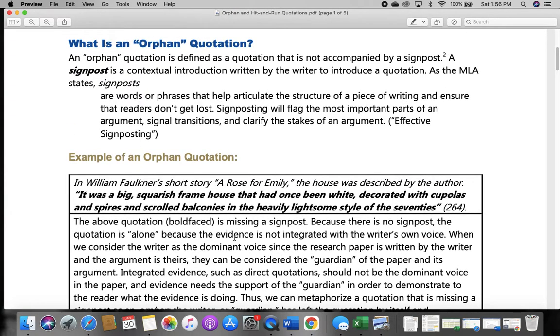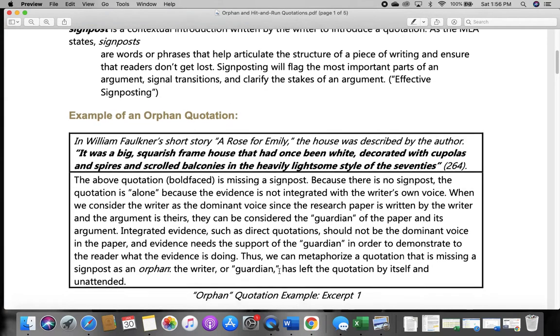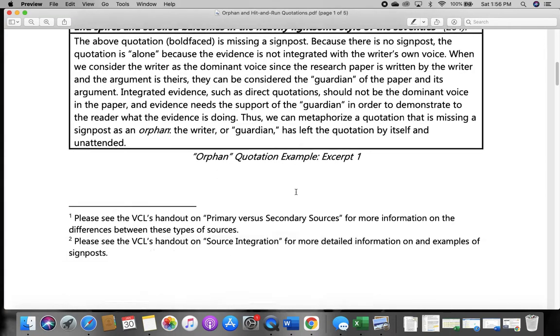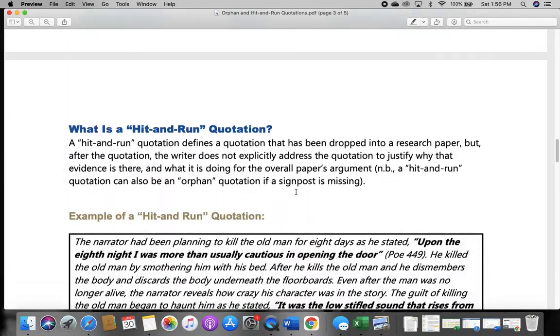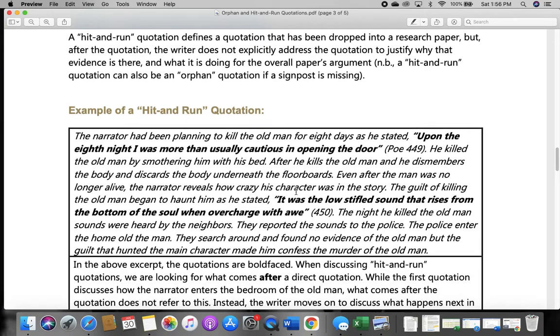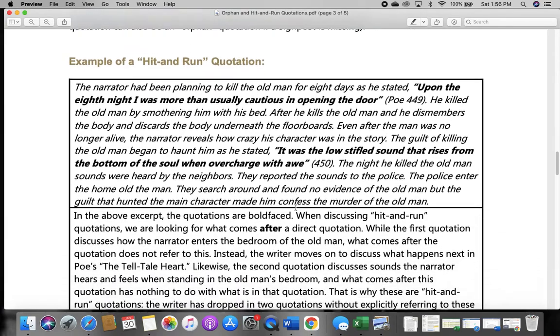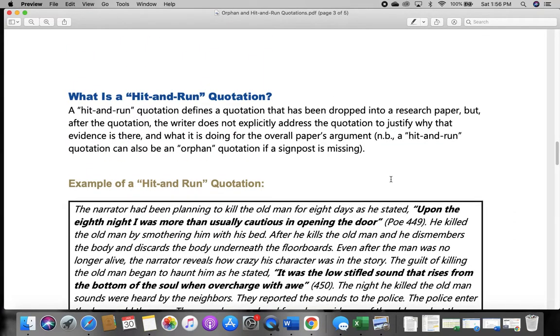Now, sometimes students can have orphans and not hit and runs. Sometimes they can have just hit and runs. Sometimes they can have an orphan and a hit and run. This is an orphan and a hit and run. But I'm going to actually just move on to hit and run, and I move into Edgar Allan Poe as an example here.